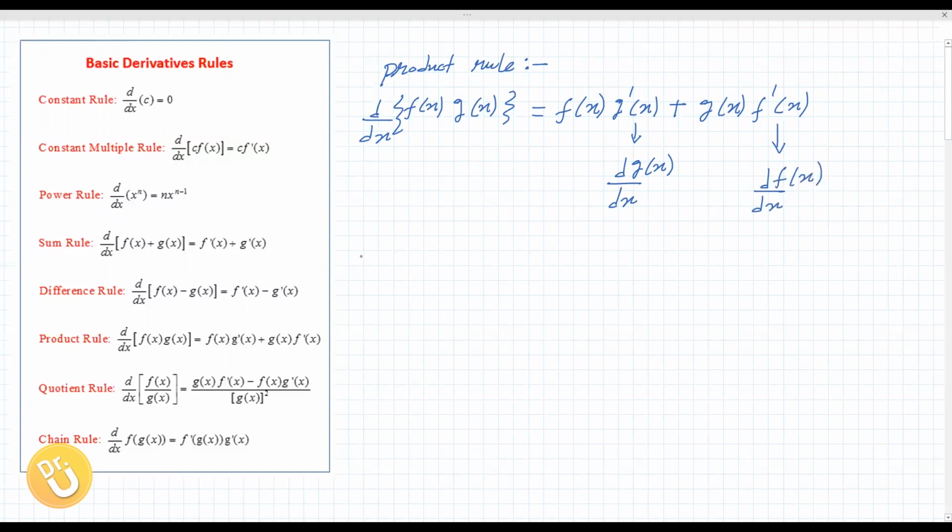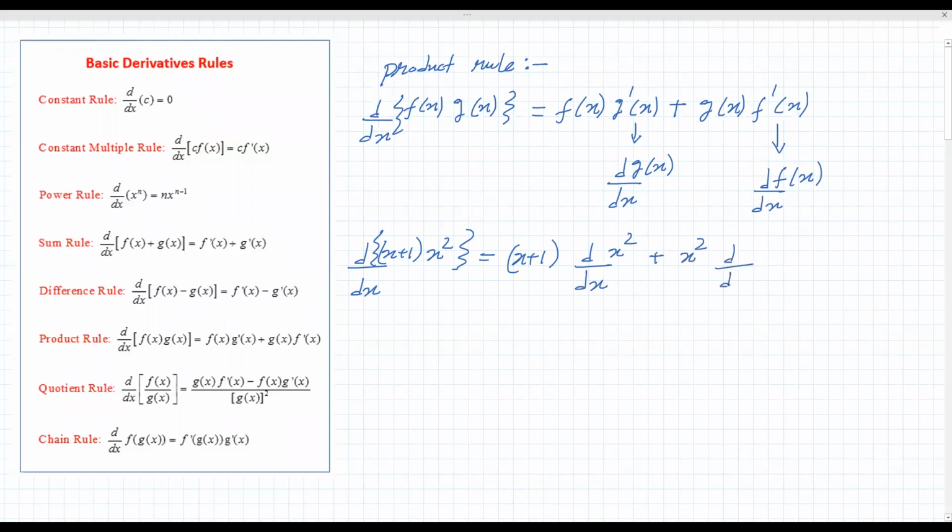Now we will try to understand using a question. The f(x) function is x plus 1, g(x) is x squared. So this is your function. f(x) would be x plus 1. I'm going to apply the rule. Here d/dx of x squared plus x squared, you keep it out, and the d/dx operator is acting on x plus 1. Now, as you know, d/dx of x to the power 2, the answer will be 2x. Again, this will be taught in my next video. d/dx of x plus 1, the answer would be 1.